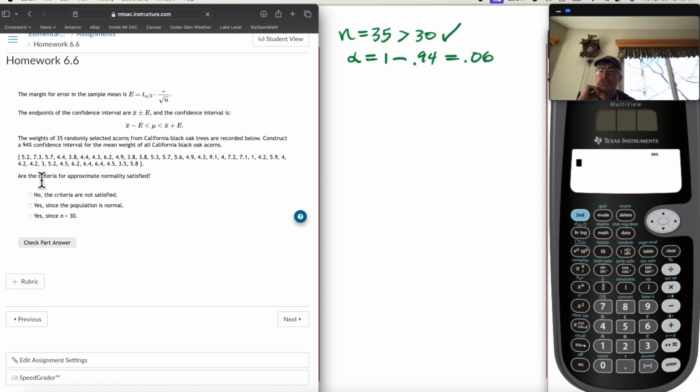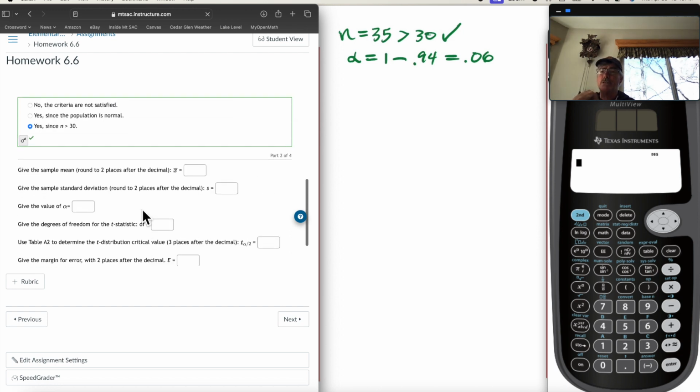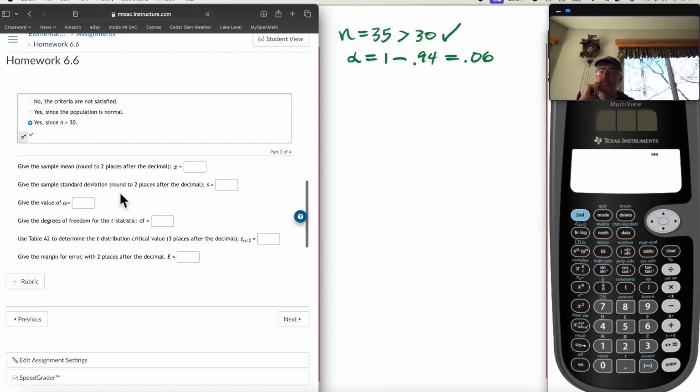And so the first question is, are the criteria for approximate normality satisfied? Yeah, it's because our sample size clearly here is bigger than 30. So we'll go ahead with that. Okay, that's good. And then the sample mean.